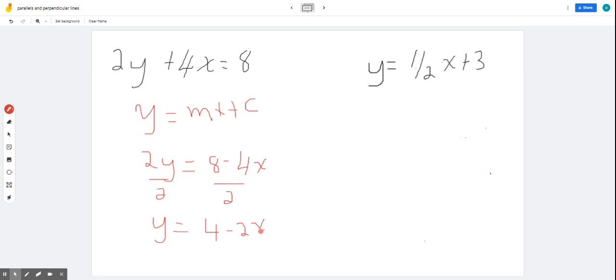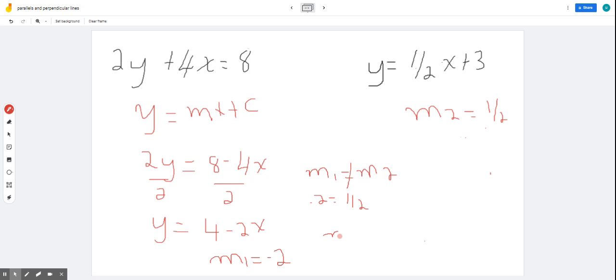So the number with the x is our gradient. Over here we have our gradient for line 1 is minus 2. Now this line is already in the form y equals mx plus c. So the gradient over here is equal to a half. Now let's test. Are the gradients equal? If gradient 1 is equal to gradient 2, then they are parallel. But minus 2 is not equal to a half. So we can see that these lines are not parallel.